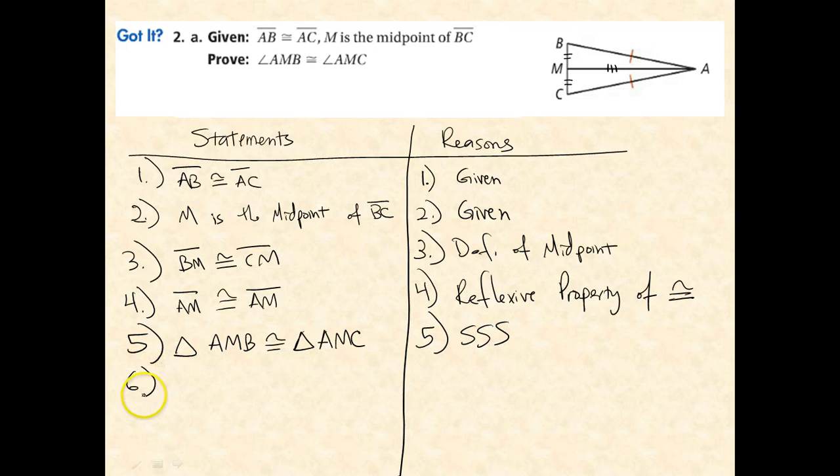And since corresponding parts of congruent triangles are congruent, I can then conclude that since AMB corresponds to AMC, those two angles correspond, I can now say that angle AMB is congruent to angle AMC.